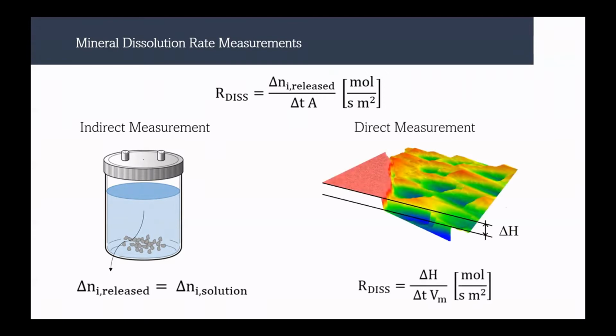And the other way is a direct measurement. Basically, we measure the variation in the volume that we observe at the mineral surface. We measure this by measuring the height difference between a non-reacted surface and the reacted area. So by measuring this height difference, then through the molar volume, we can get the dissolution rate.